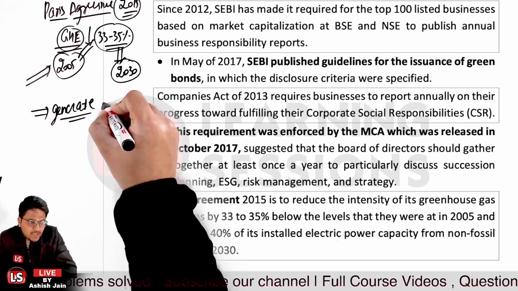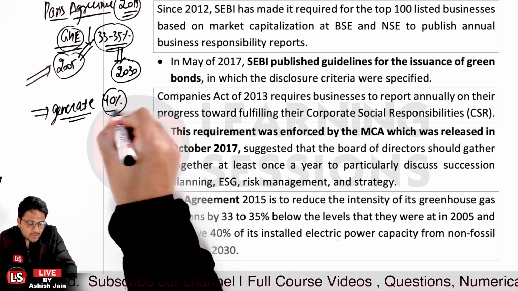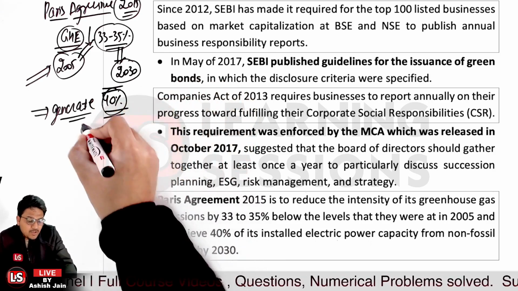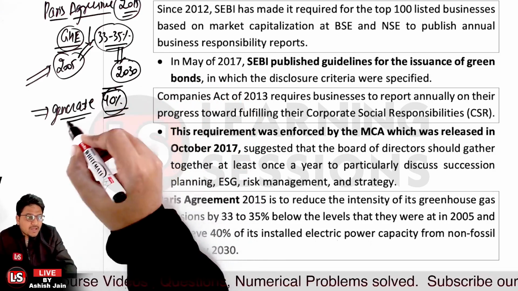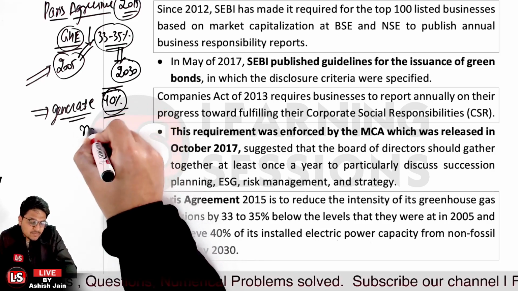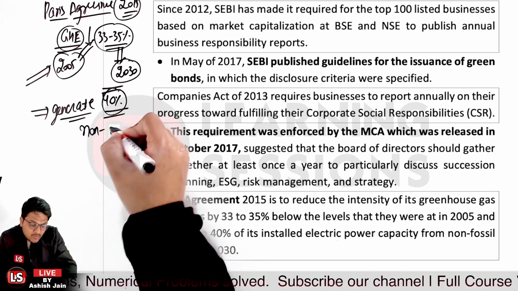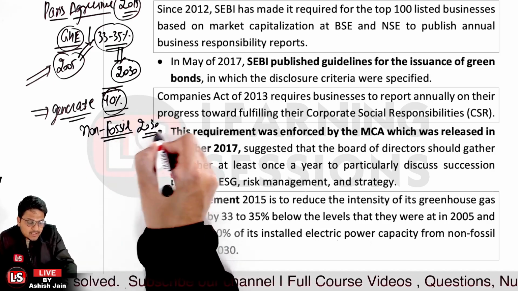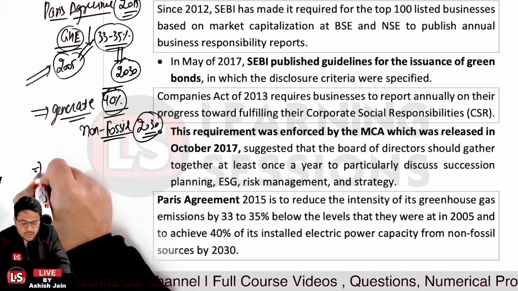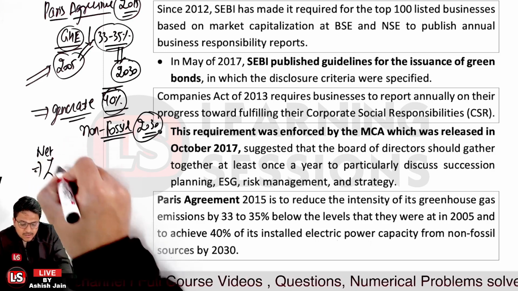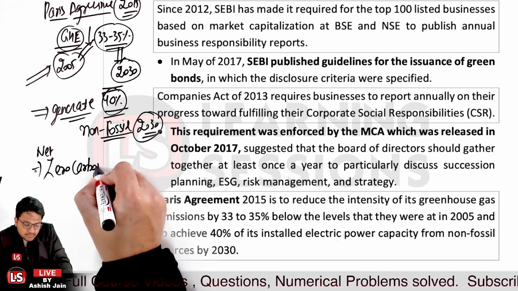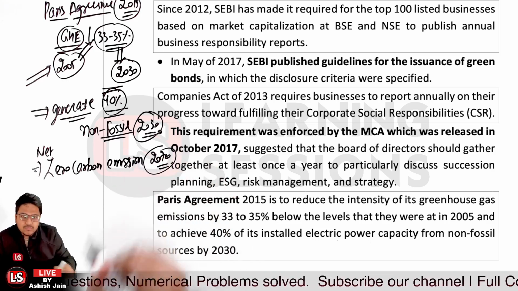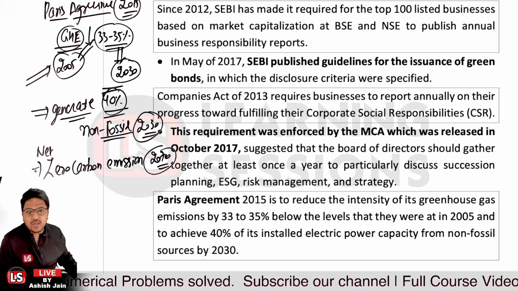generate energy up to 40% of the requirements. Whatever energy is required, we want to generate 40% of it using renewable energy, by using installed electric power capacity from non-fossil resources. That is also to be done by 2030. And we want to achieve net zero carbon emission by the year 2070. Okay, so that was as per the Paris Agreement 2015.